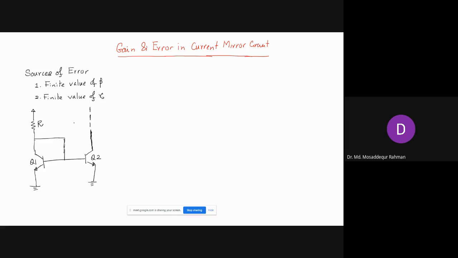Now in our earlier discussion, we said that this Q1 is our input side, Q2 is our output side. And so this side, the current here, we denoted IR. IR stands for reference. Also we can denote this as the input current, so we can call it I in, the input current, and this side is our I out, the output current.